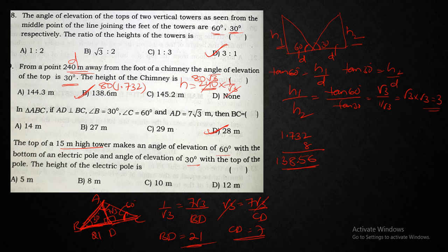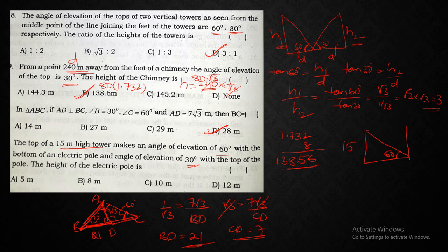The angle of elevation of 30 degrees with the top of the pole. The height of the electric pole is. So what he has given, here we are having two objects. The top of a 15 meter high tower makes an angle of 60 degrees with the bottom of the electric pole. So with the bottom of the electric pole it makes 60 degrees angle.